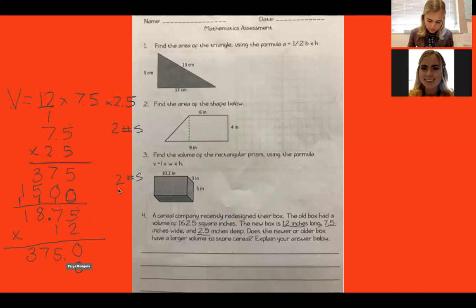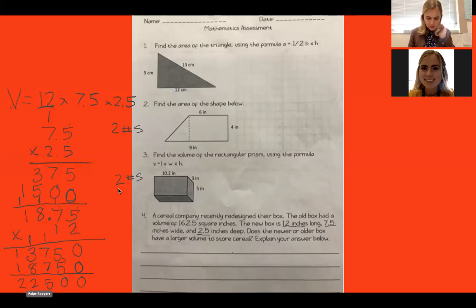1 times 5 is 5. 1 times 7 is 7. 1 times 8 is 8. And 1 times 1 is 1. Add them up. 5 plus 5 is 10. 7 plus 7 is 14, plus 1 is 15. 1 plus 3 is 4, plus 8 is 12. 1 plus 1 is 2.